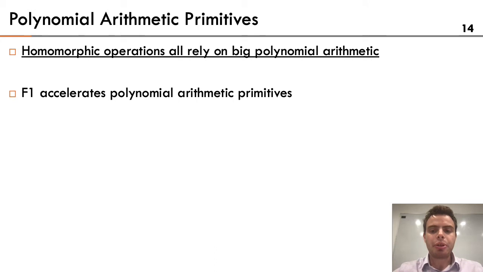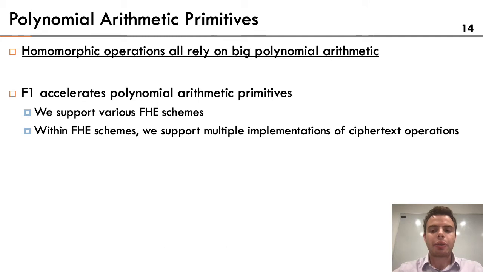F1 accelerates primitives such as NTTs, modular multiplication, and modular addition. By accelerating primitives instead of larger functions, we admit a lot of algorithmic diversity. F1 supports multiple FHE schemes, and even within a single scheme, we allow for a lot of algorithmic choices. For instance, there are multiple ways to perform the key switching step of homomorphic multiplication, and all of them can be written composing the primitives F1 accelerates.